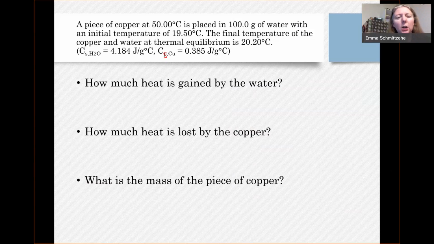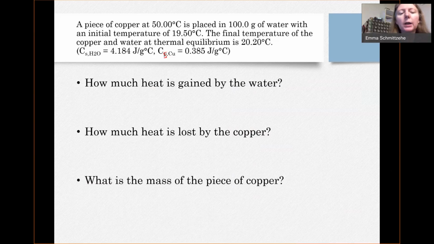We're just looking at regular heat capacities, so we don't need to worry so much about that notation. But I give you 3 questions here, kind of to walk you through what's going on. The first question says, how much heat is gained by the water?